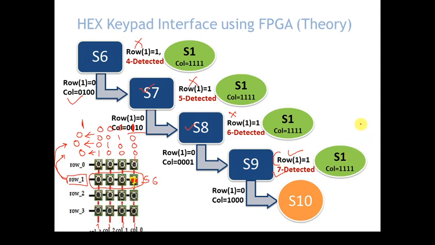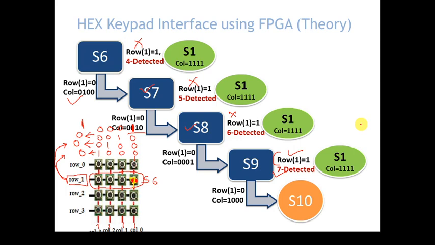I hope you have understood the logic of how to detect the pressed key using FPGA logic, or how to detect the hex key pressed. This is the logic behind detecting a particular key pressed on the hex keypad. So overall, this is the state diagram we have written till now for each row and each column, and now we are going to write the VHDL code for that.